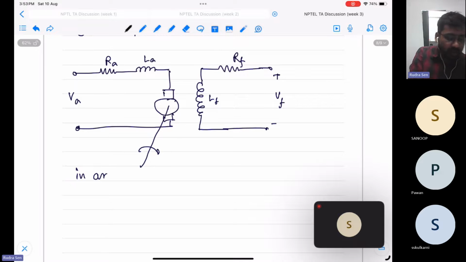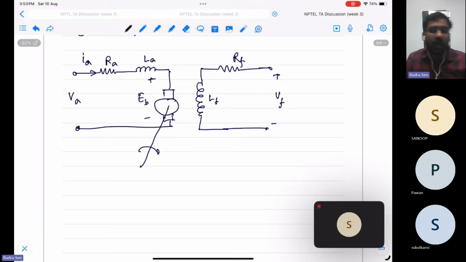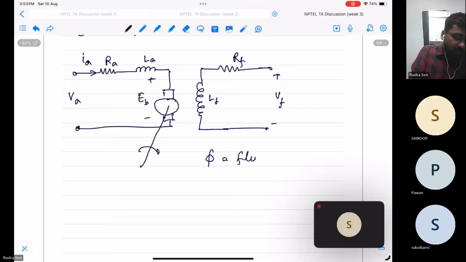So in armature control, basically we keep constant the flux of the system. We control the input voltage so that we get this back EMF, and we can control the IA. That is, we just control the IA so that we can control the speed of the system. Flux is constant over here. And in the field control method, we try to keep this armature current constant.